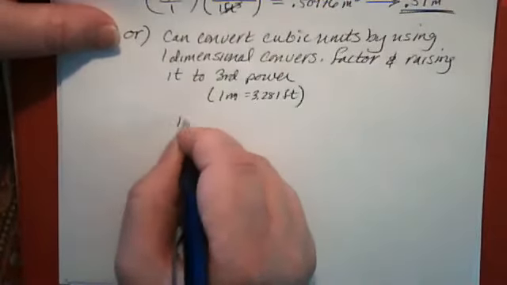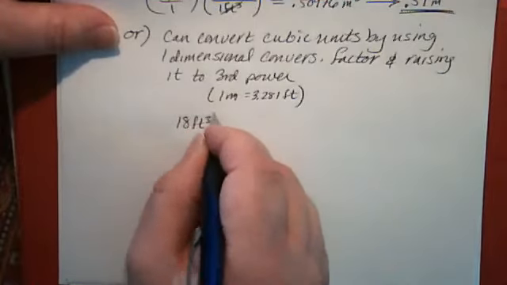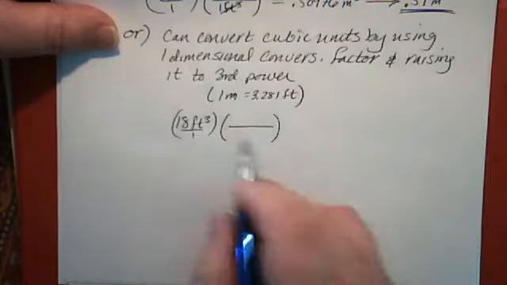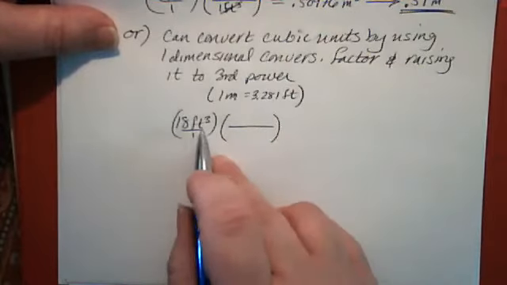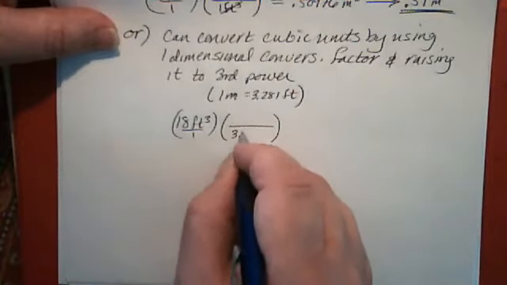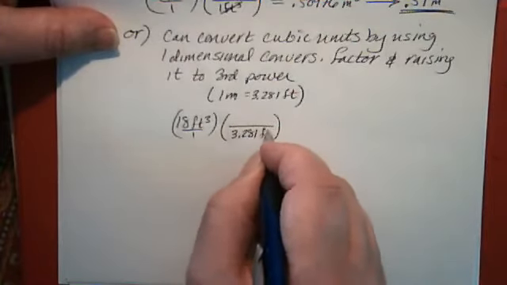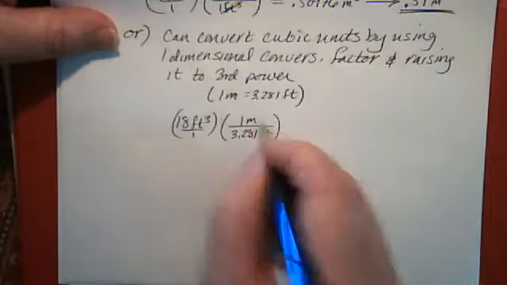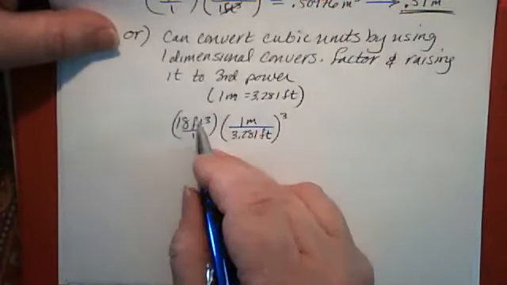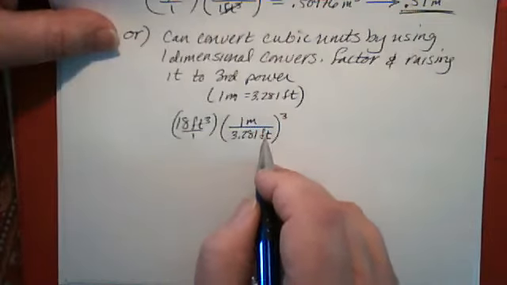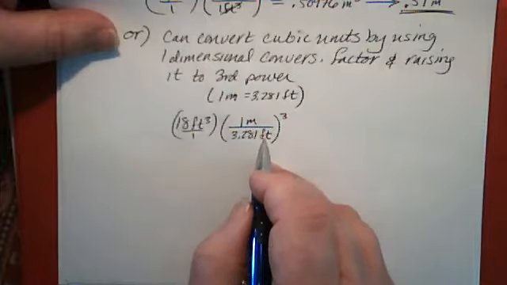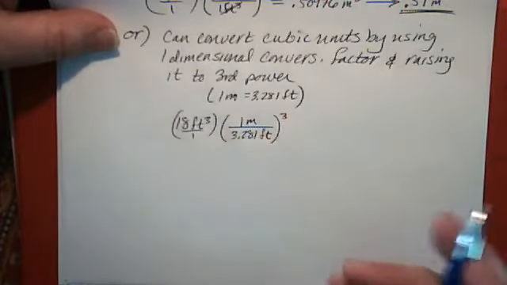If we've got 18 feet to the third power, and that's going to be over 1. We're going to use our conversion factor. We want feet in the denominator to cancel out with these feet. So it's 3.281 feet, and that's 1 meter for every 3.281 feet. And now, since we've only got feet here, not cubic feet, we can get cubic feet out of this conversion factor, and we can get cubic meters out of it by cubing the conversion factor, the entire thing.